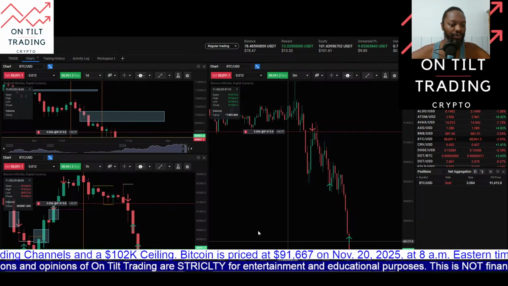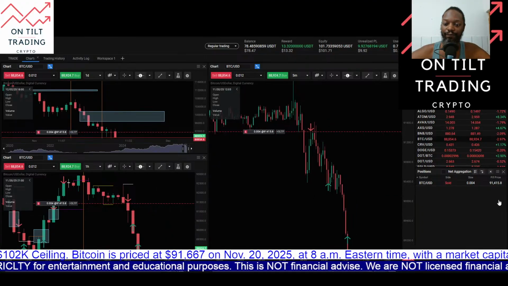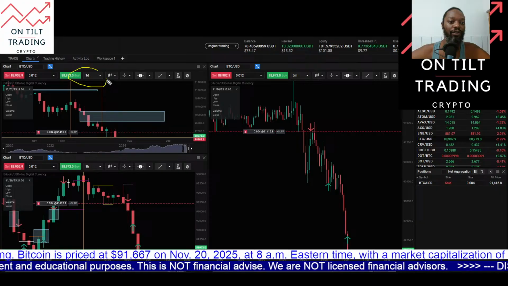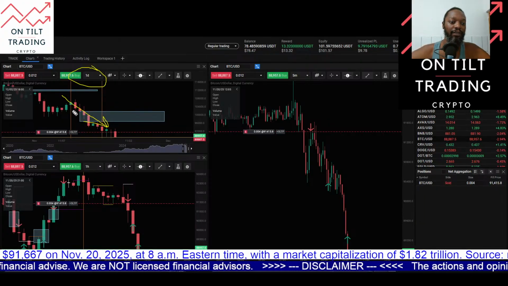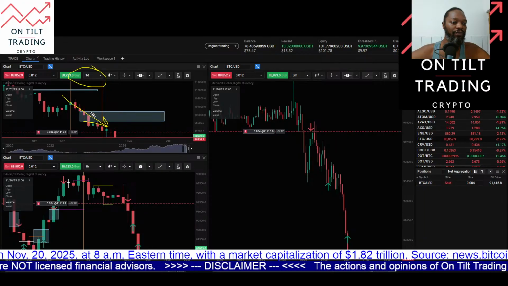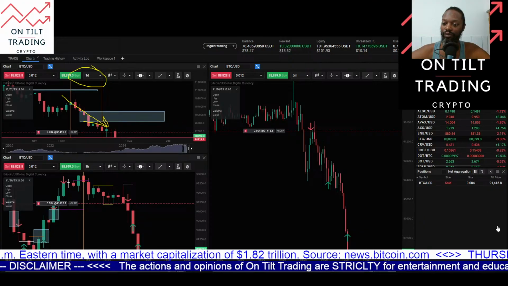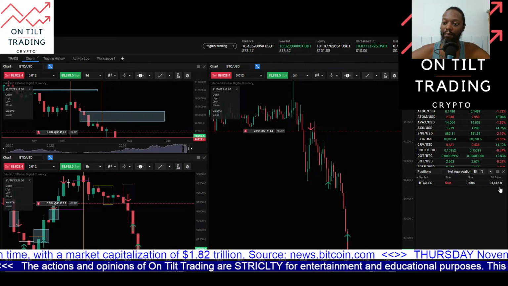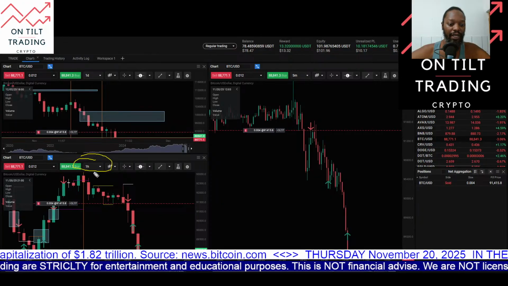I'm currently short in Bitcoin. I'll walk you through what I have trading top down. Starting here on the daily chart, we can see Bitcoin has been delivering to the sell side pretty much over the last, let's say, week and a half. So we're going to have an overall bearish bias.